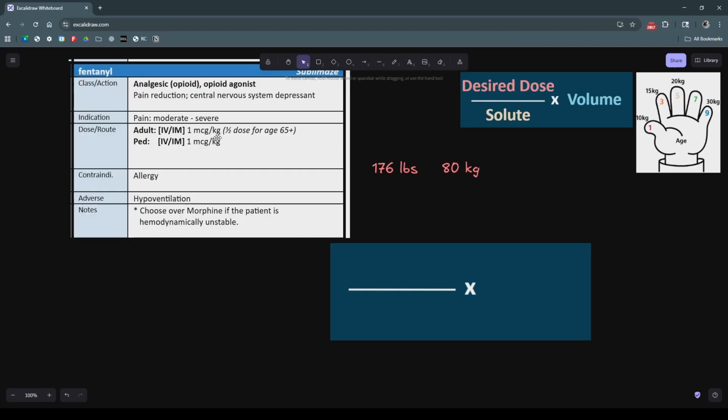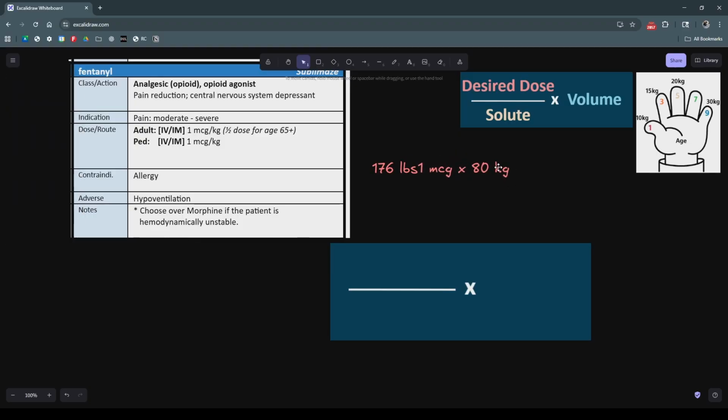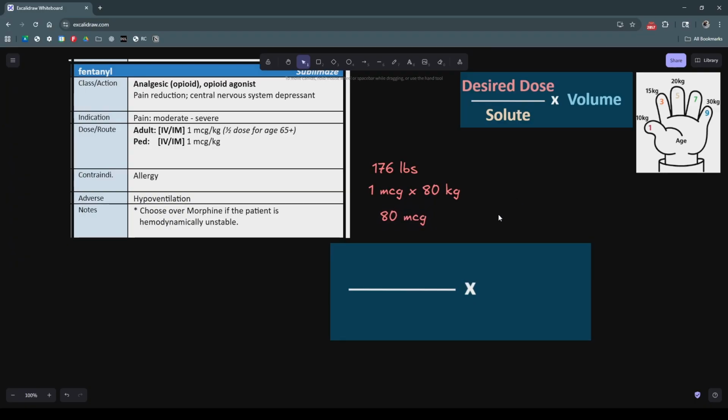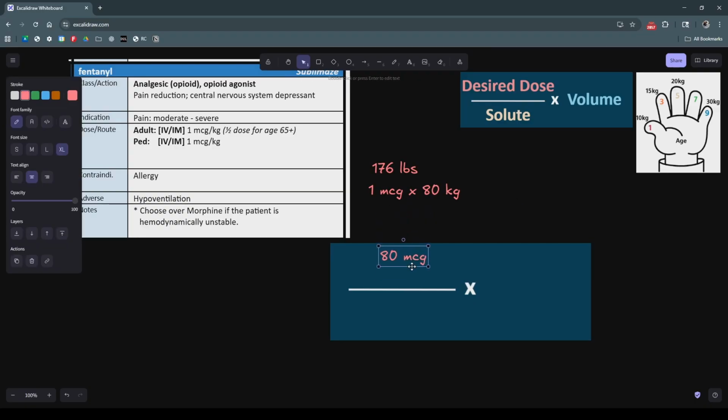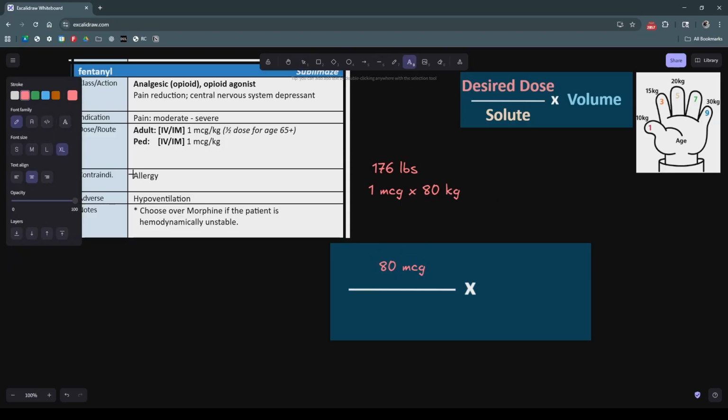Well, it's 1 microgram per kilogram, so that means it's 1 microgram times 80 kilograms. 1 times 80 is 80. So that means my desired dose is 80 micrograms. And that would be fine if I just had a handful of fentanyl dust I could blow in his face, 80 micrograms of it. But I don't, or at least I shouldn't.